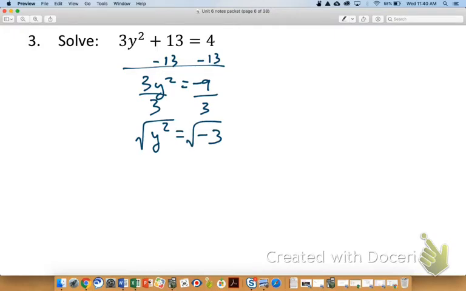Does anybody see an issue with this? Has anybody ever encountered this before? Sophia? There's a negative inside of the square root. There's a negative inside the square root, and what's the problem with that? Now, the plus or minus is not a big deal, right? Because we're just saying the positive square root or the negative square root. The issue is the fact that the number inside the radical, which is called the radicand, is negative.